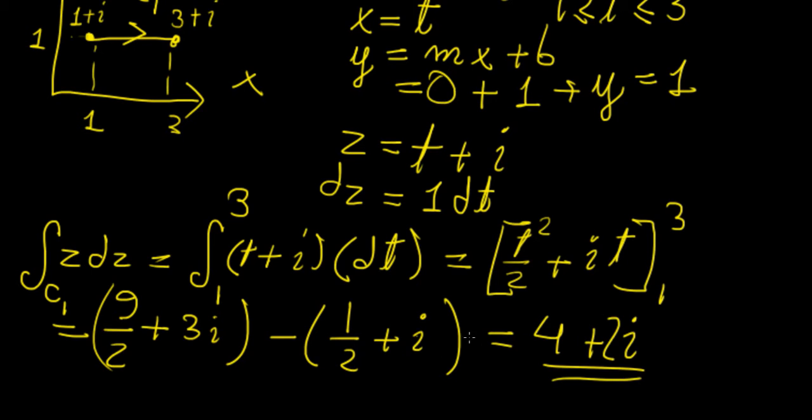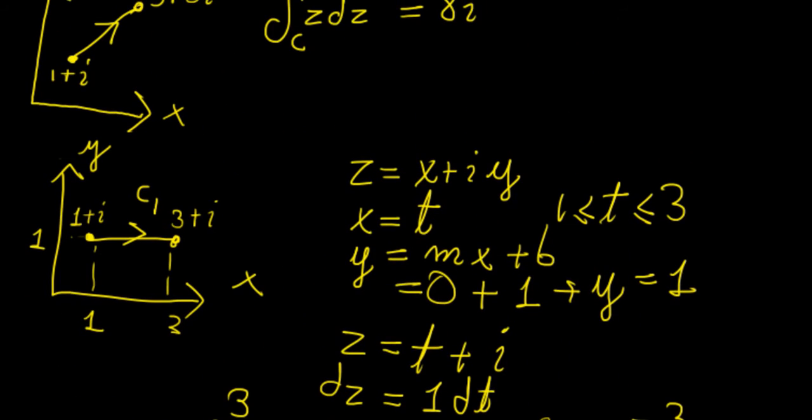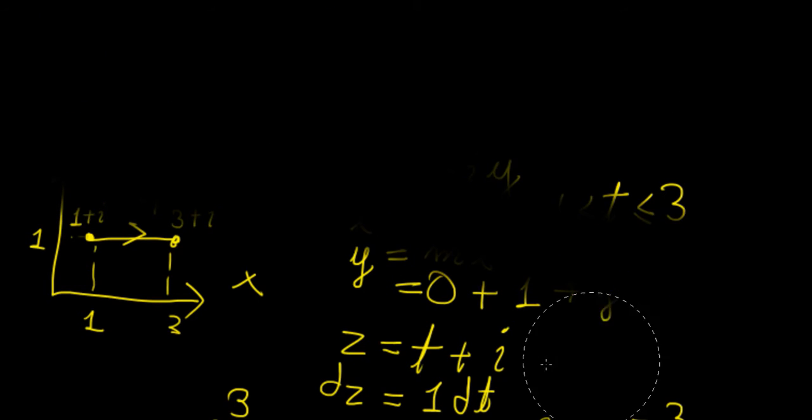Okay, so we have this result. Now let's have the following example. So I'm going to delete this. Let's get rid of this. And let's consider another example that is going to involve parametrization of a curve.